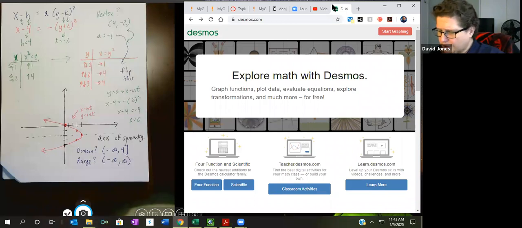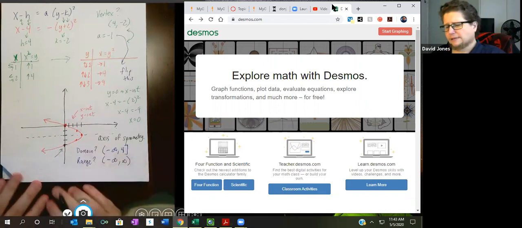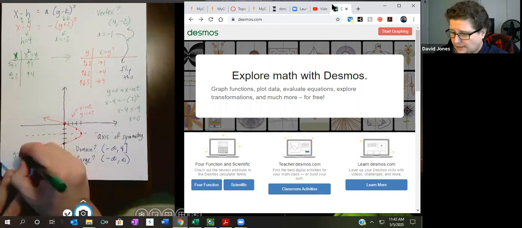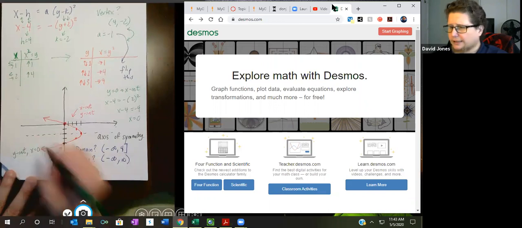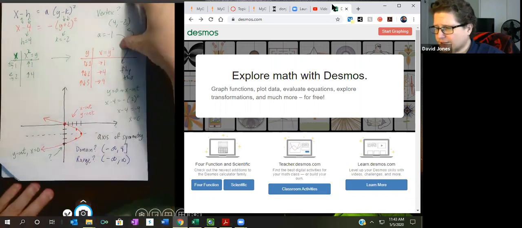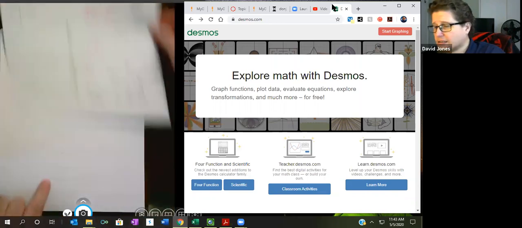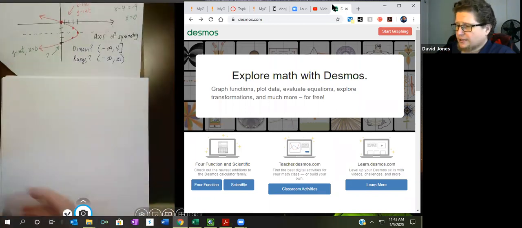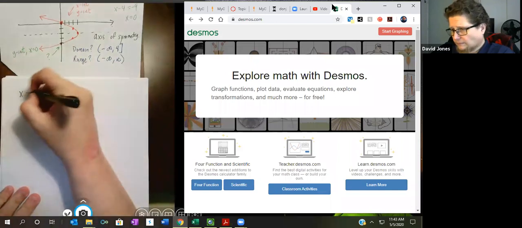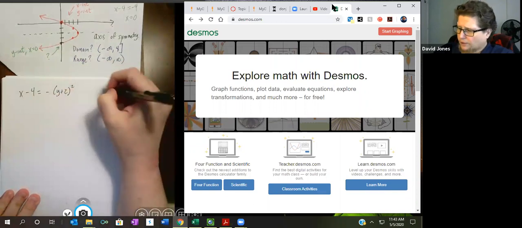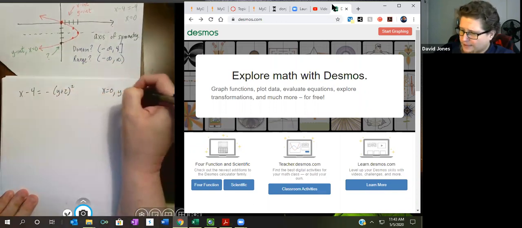Is there another way we could have found this point right here? Yes, there is. That's a y-intercept. X equals 0 there. We could have set that equal to 0 and solved. In fact, let's do that on the next page. Let me rewrite the equation, and we're going to do x equals 0 to find the y-intercepts.